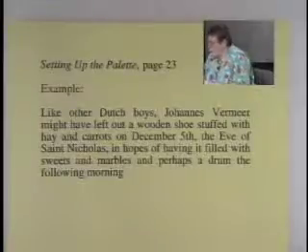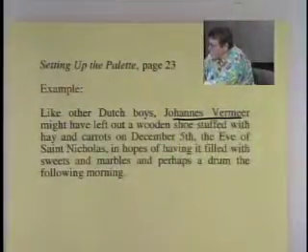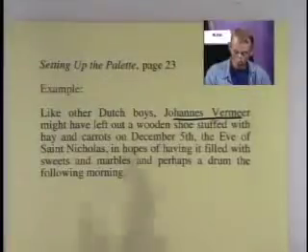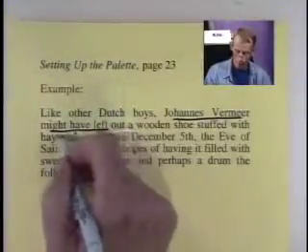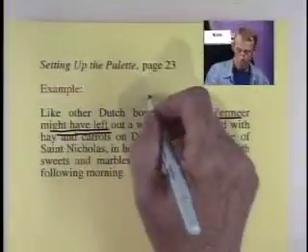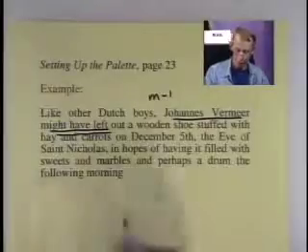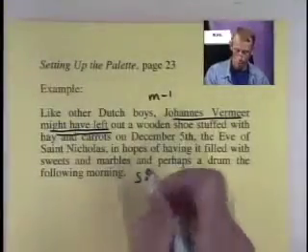Scott McDonough, where is your subject word? Johannes Vermeer. And what would you say about the verb? I want to say might have left. I would have said that. What kind of clause is it? A main clause? What kind of a sentence is it? A simple sentence?